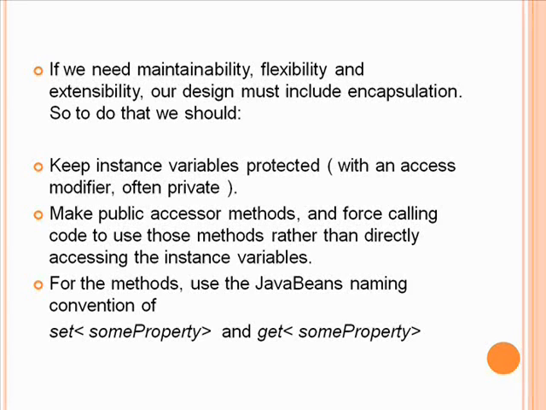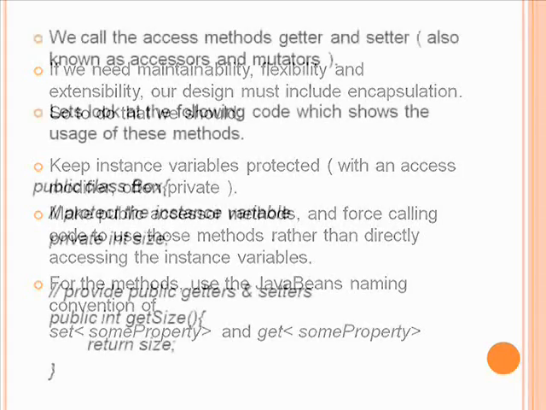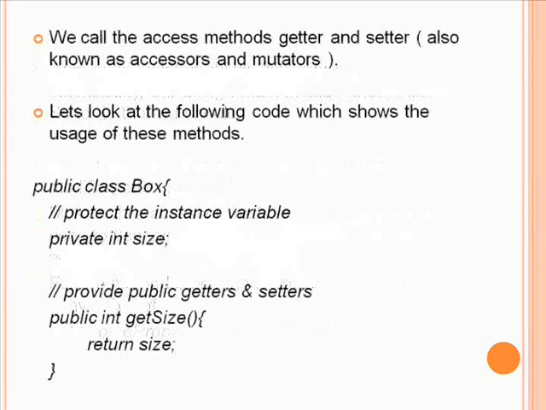So to do that, we should keep instance variables protected by making the access modifier private. Make public accessor methods and force calling code to use those methods rather than directly accessing the instance variables. We call the access methods getter and setter, which is also known as accessors and mutators.